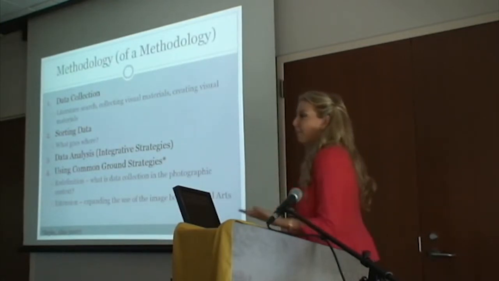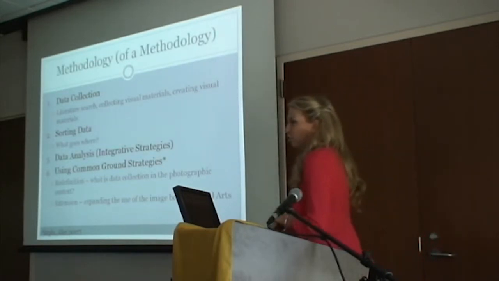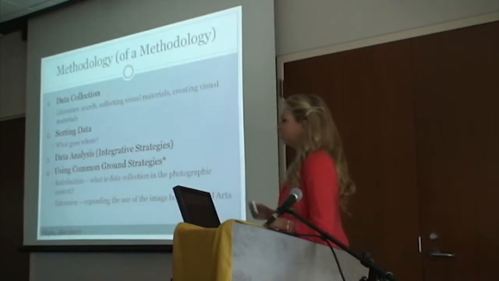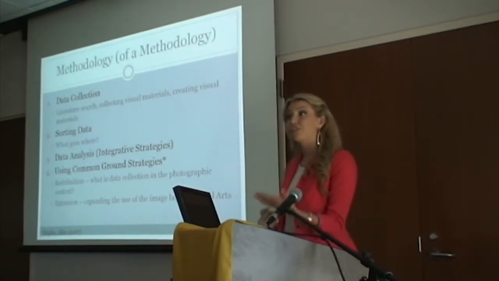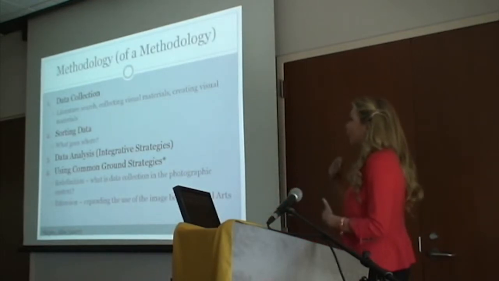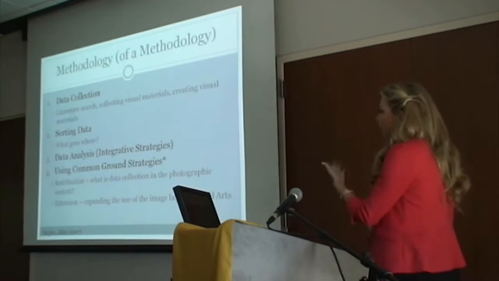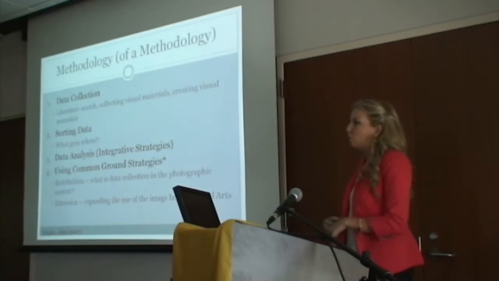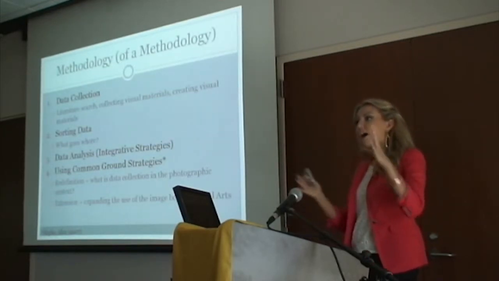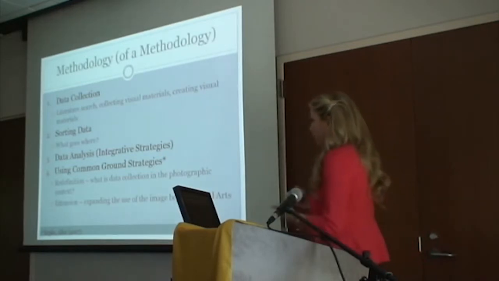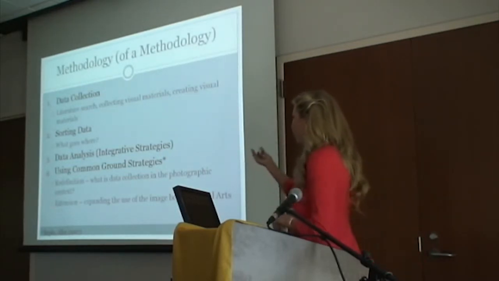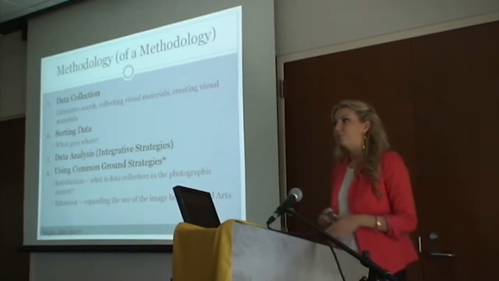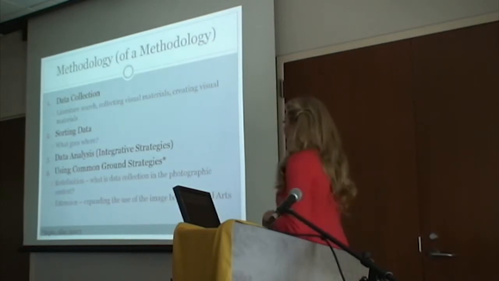So to construct the methodology, you begin with data collection. You look at what is already out there, images in each of the three disciplines, and you conduct a literature search. You try to capture visual materials for yourself and see how you can produce a visual method. You then sort the data. What would make sense in terms of understanding the ethics of data production? What would make sense in terms of understanding how the timeline should work out with a visual methodology? There's the analysis, which goes back to our integrative strategies, and then the common ground strategies, which we discover latent commonalities between the disciplines that we may not see on initial observation.